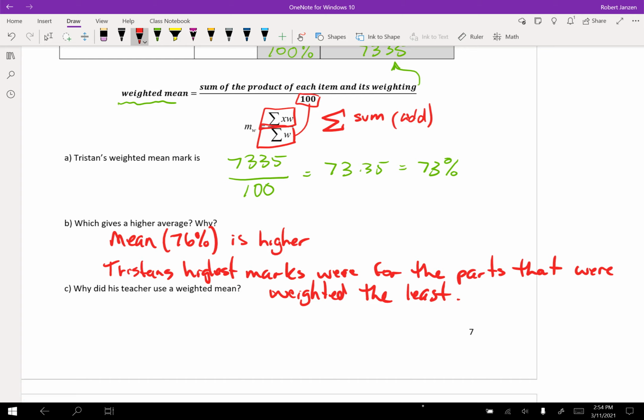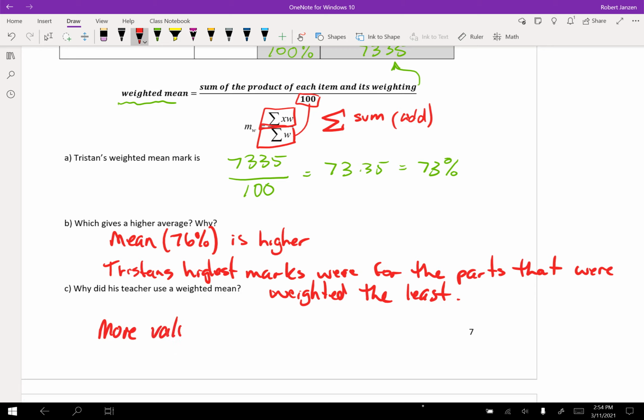Okay, why do you think the teacher uses weighted means? Well, it's to put more weight, to value more the things that we believe are the most important. So what do we think is more important? Well, we think that how you do on a test is more important than whether you do well in the homework.